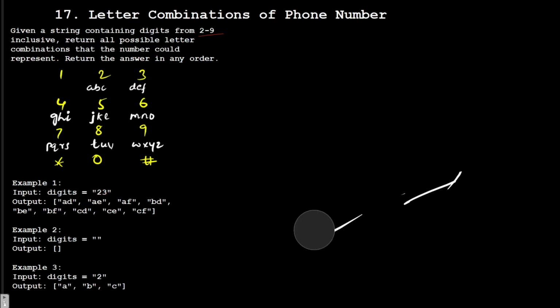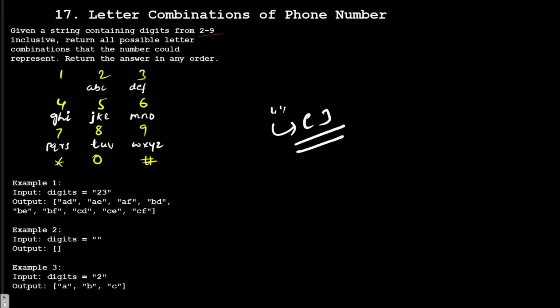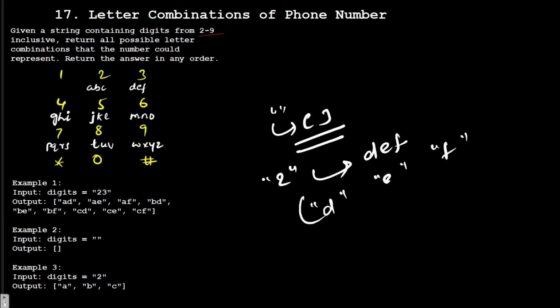Now in the second test case, we are given an empty string. In case of an empty string, we have to return an empty list. And in the third test case, we are given the number 2. So 2 can represent three characters, a, b, c, and using it we can create only 3 strings, that are these ones. So now we know how we can create any string.